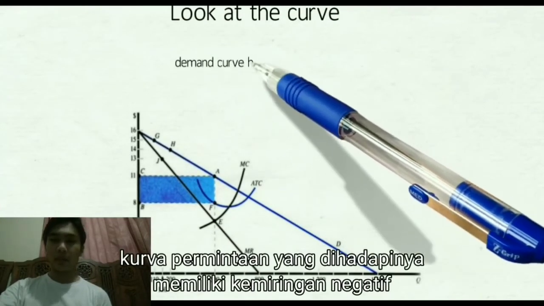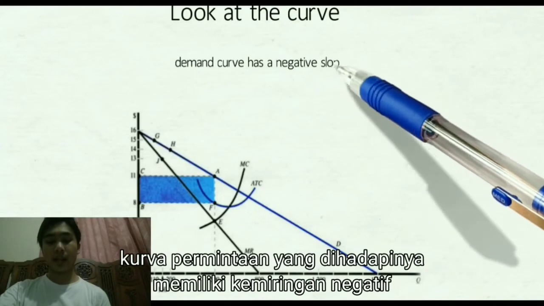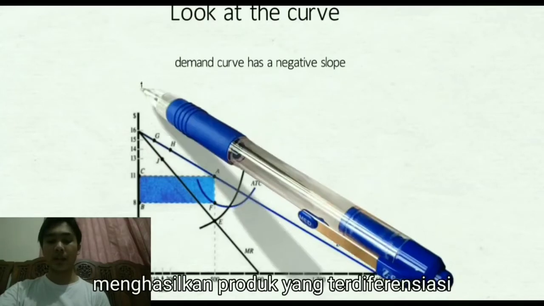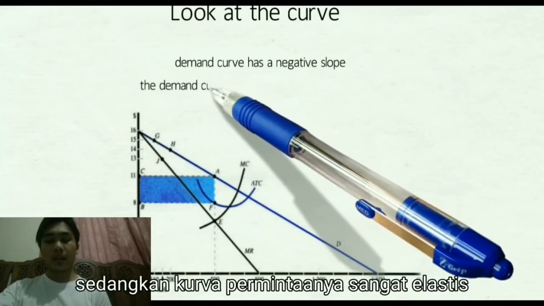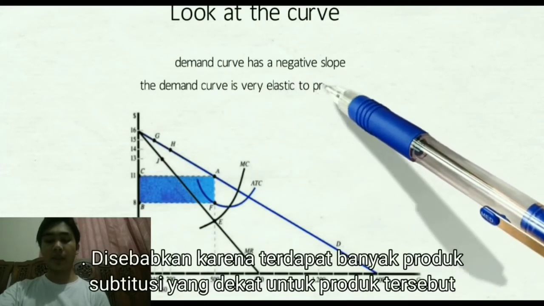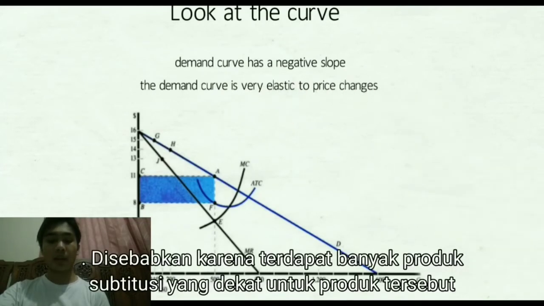The demand curve has a negative slope because monopolistic competition companies produce differentiated products. While the demand curve is very elastic to price changes because there are many substitute products that are close to that product.